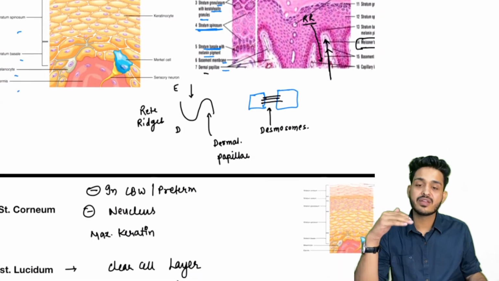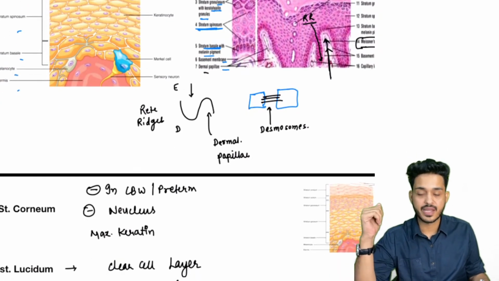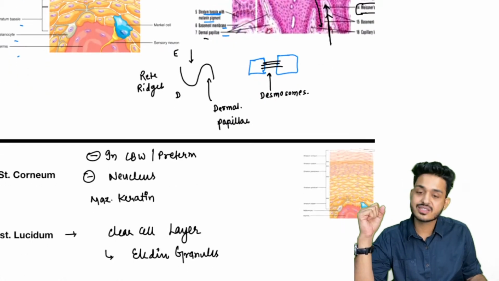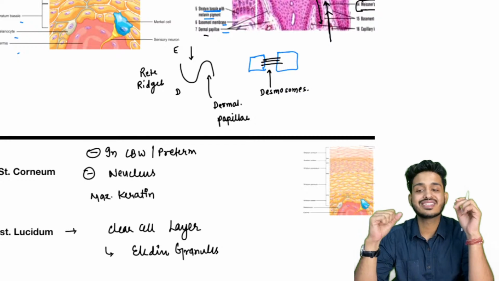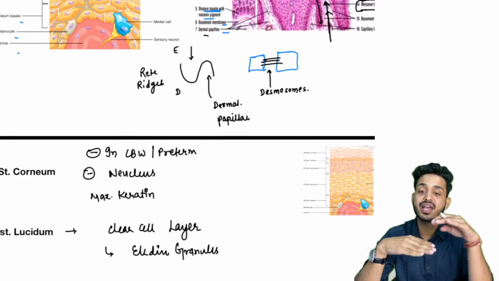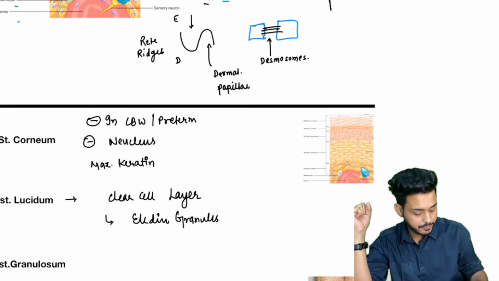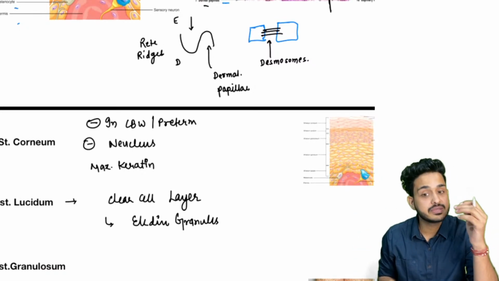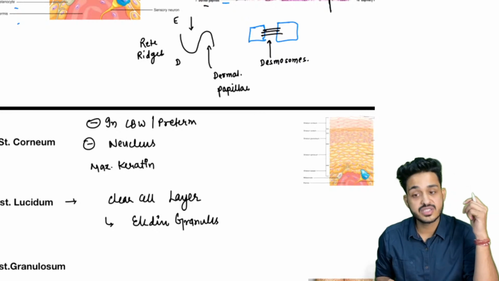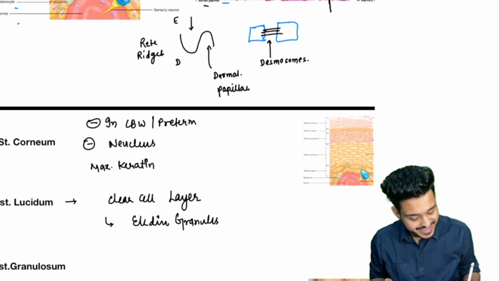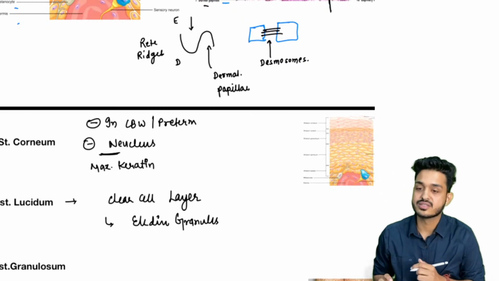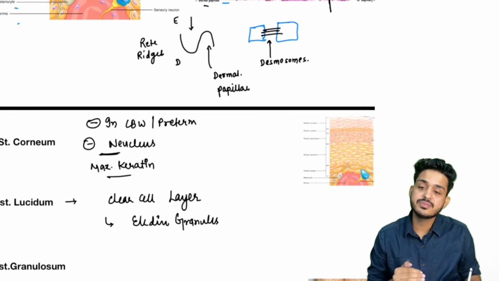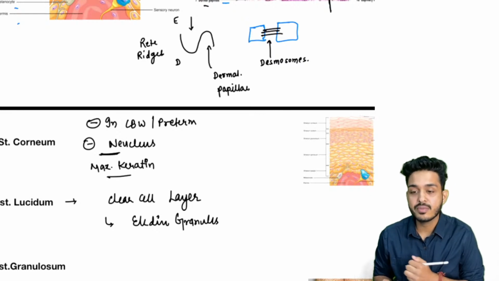So let's see one by one about each layer, what their peculiarities are and what the important things about them are. The first layer we are going to start with is stratum corneum. What is at the top? First one is your stratum corneum. Look here guys, stratum corneum will be absent in which babies? Low birth weight babies and preterm babies. And it is devoid of nucleus, there will be no nucleus. We already know the maximum keratin is also present in stratum corneum.